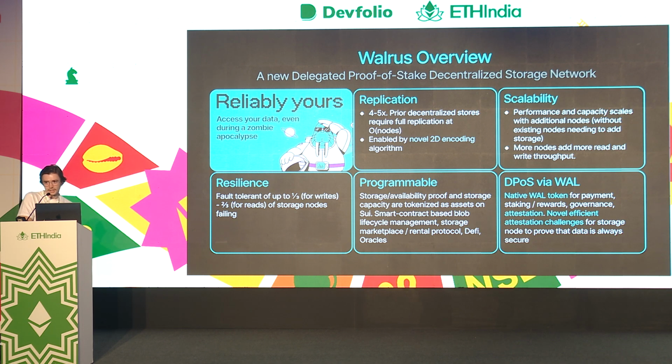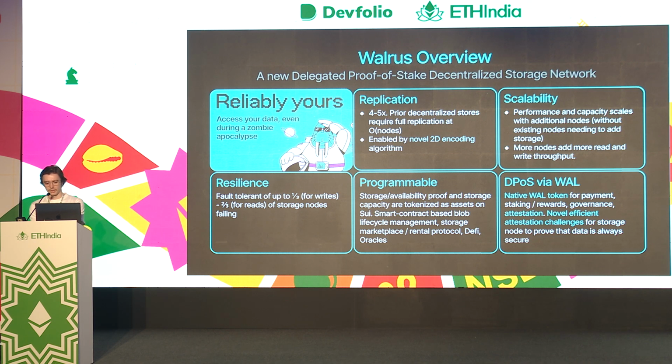So replication: when users store data on Walrus, the data is replicated 4 to 5 times. So for example, if you want to store 1 gigabyte, the network itself uses 4 to 5 gigabytes worth of storage. This may seem like a lot, but most prior decentralized stores require full replication. This means that every node typically has to store a copy of everything that's stored on the network.